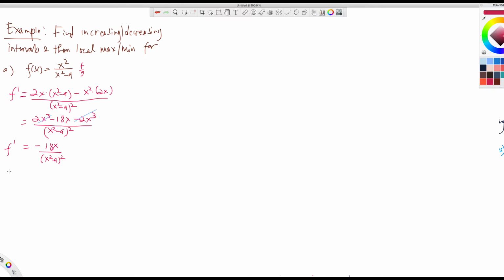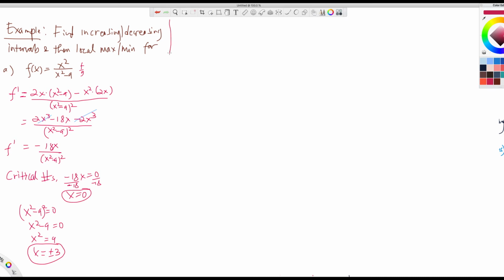Okay, so for critical points, critical numbers, I do -18x equals to 0, divided by -18. What do you get? x equals to 0 is one critical point. Okay, and then solve the denominator as well. x squared minus 9 equals to 0, right? So x squared is 9. So x will be plus minus 3. So the critical numbers are x equals to 0 and x equals to plus minus 3.